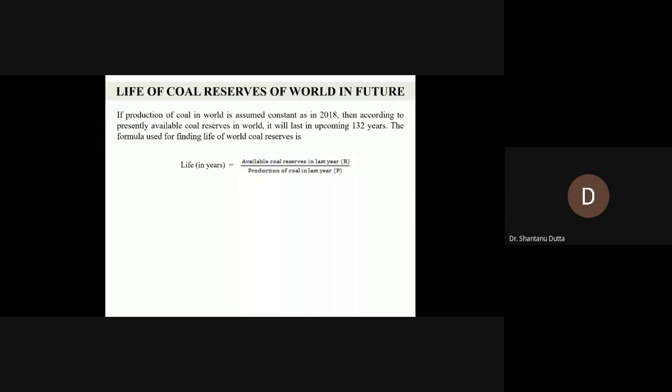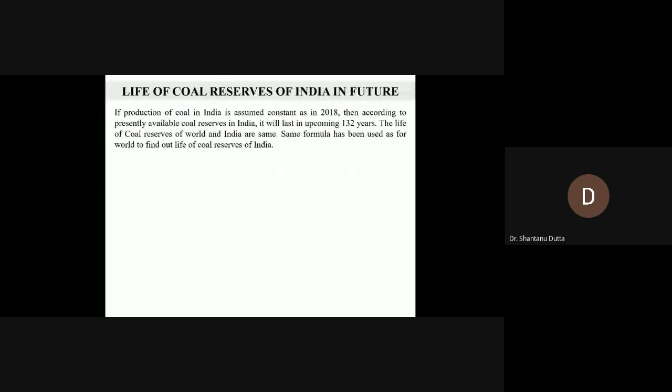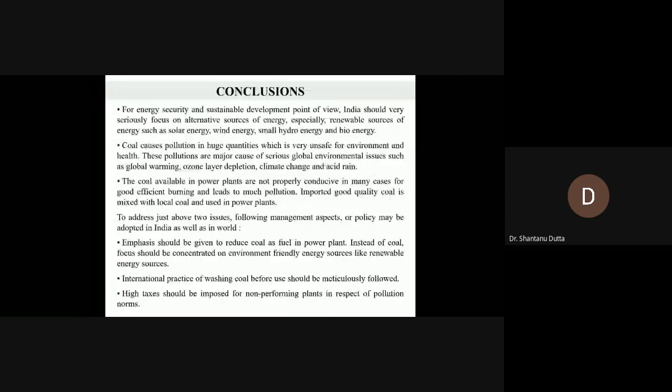Sir, please repeat the question. What is the reason behind this ash percentage? You have mentioned in one of the slides that the ash percentage is very high. Did you do some work? Did you go to some coal field?